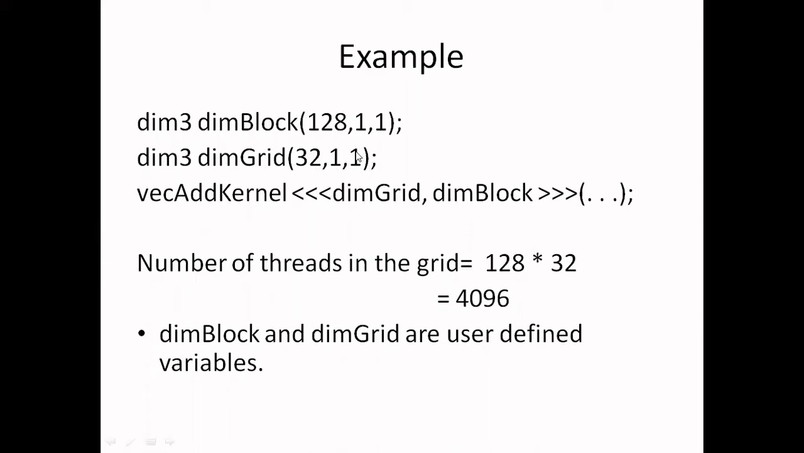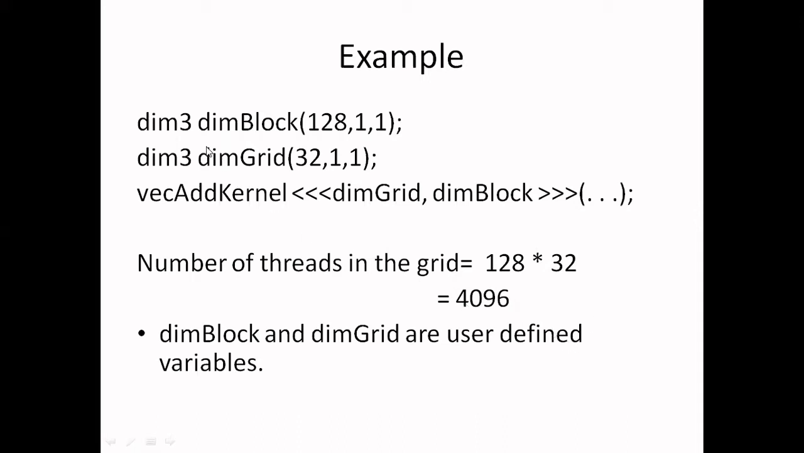You will have 32. Okay, dim grid means here you are specifying the number of blocks. Dim grid means 32 blocks, and each block will have a certain number of threads. Here it is 128, 1, 1. That means only 128 threads. So the total number of threads will be 128 times 32, which is 4096.